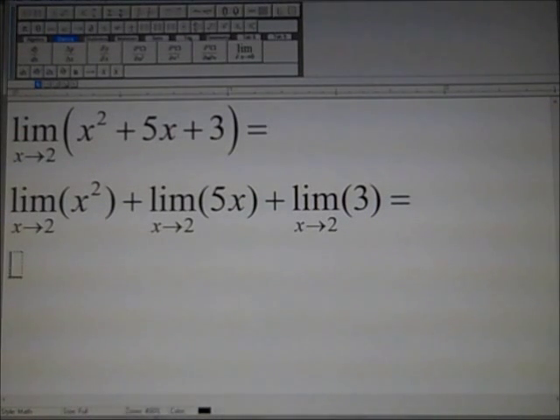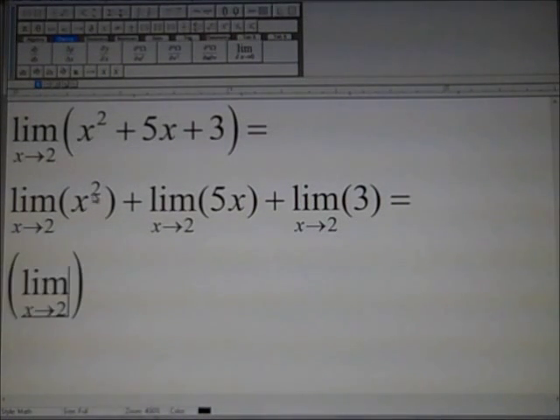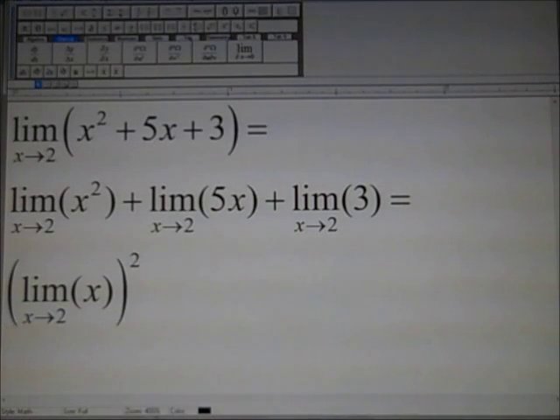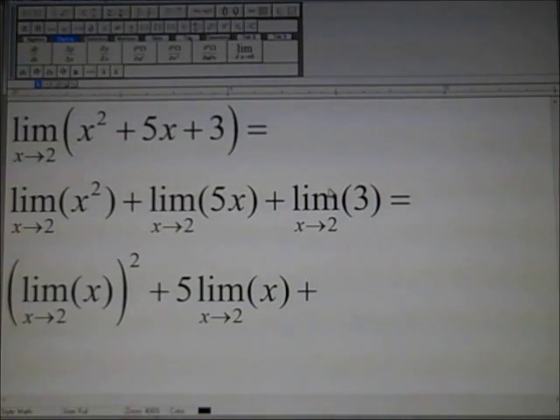Now what can I do with each of these? Well, my first one, I have x to a power. So I'm going to bring that power to the outside. So I'll have the limit as x approaches 2 of x, and then my squared is now on the outside. What about this next one? Here I have a constant times x, so I'm going to bring that constant out. So it'll be 5 times the limit as x approaches 2 of x. And then the limit as x approaches 2 of 3. 3 is just a constant, so it's always going to be that constant, so there's nothing I can do with that.